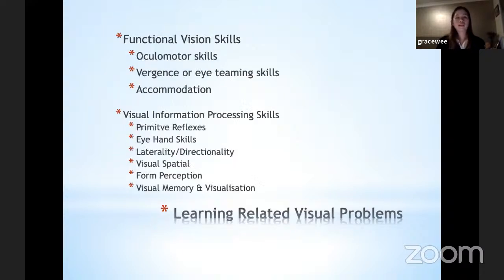Okay, and these are the necessary visual skills that is necessary for the classroom, okay? So let's not forget the functional visual skills, so the ocular motor skills, which is very important for pursuits, saccades, and tracking. You've got divergence and the eye teaming skills, and you've got the accommodation skills, which allows you to see the text clearly wherever you want to see. Okay, the higher levels is called the visual information, or I like to call the perceptual skills.